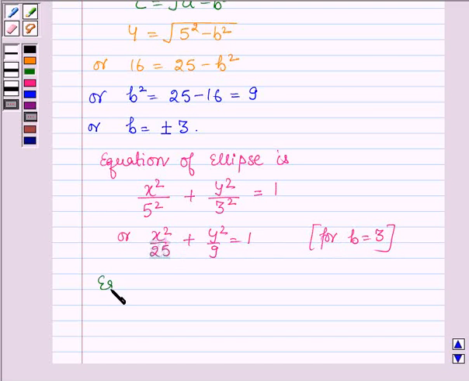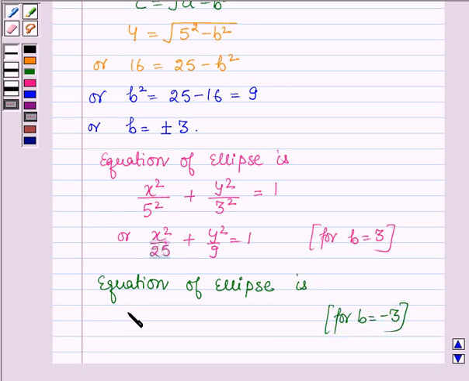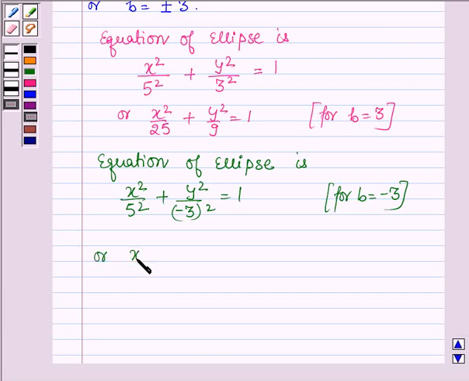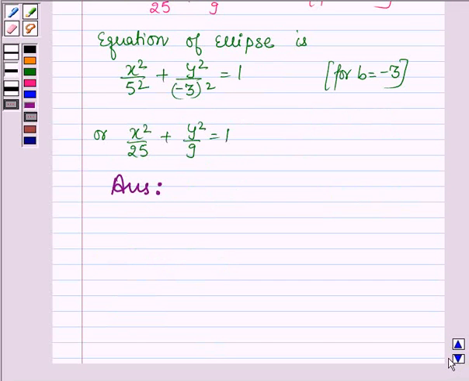Now let us find the equation of the ellipse for b is equal to minus 3. So this implies x square upon 5 square plus y square upon minus 3 square is equal to 1, or x square upon 25 plus y square upon 9 is equal to 1. Hence our answer is, equation of the ellipse with vertices plus minus 5 comma 0 and foci plus minus 4 comma 0 is x square upon 25 plus y square upon 9 is equal to 1.